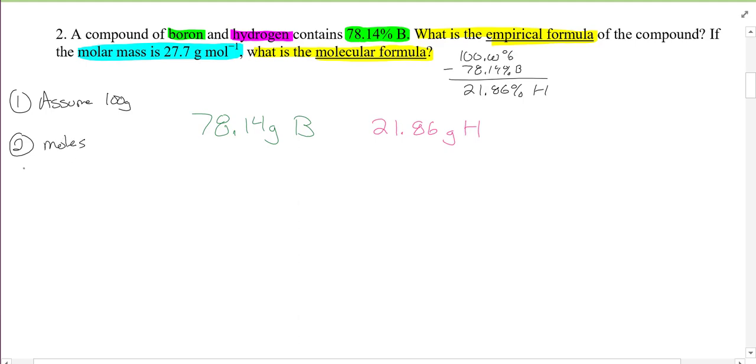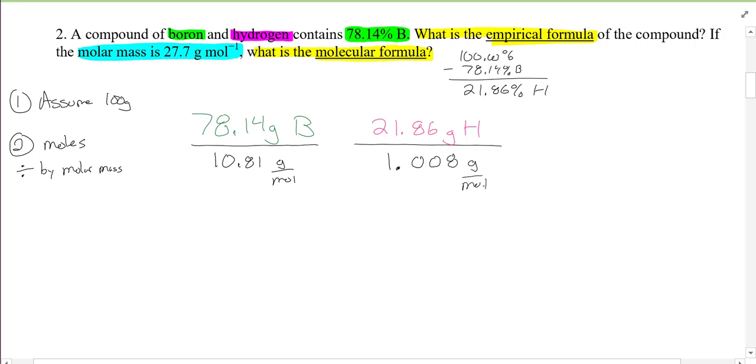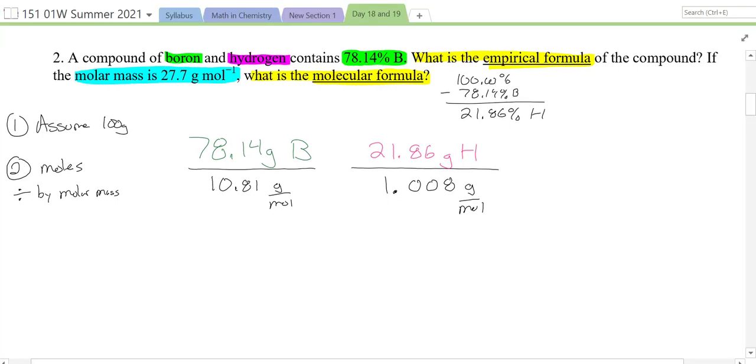We're going to convert to moles, so you divide by the molar mass. Molar mass of boron, 10.81 grams per mole. Hydrogen, I have 4 sig figs here, so I'm going to go 1.008 grams per mole. Normally I use 1.01 grams per mole, and most of the time it's going to work out. But right now, because I have 4 sig figs, I'm going to keep my mass as 4 sig figs.